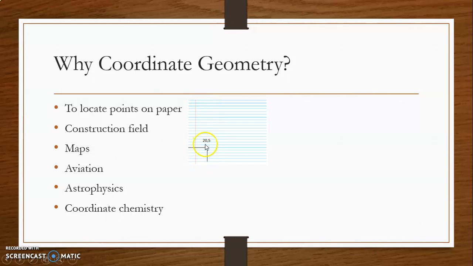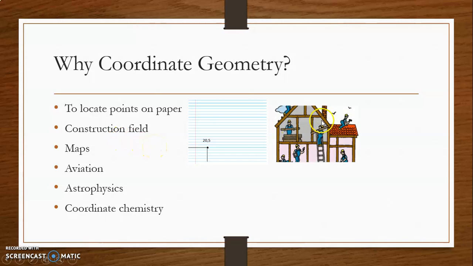So here you can give the location of the point on the paper, that is 20 from above and 5 from below. Correct. Okay. And coordinate geometry can also be used in the construction field, like measuring different distances between two pillars or different structures while you are doing the construction.